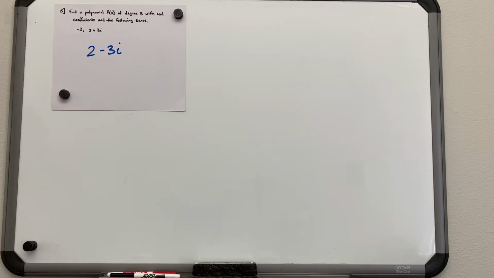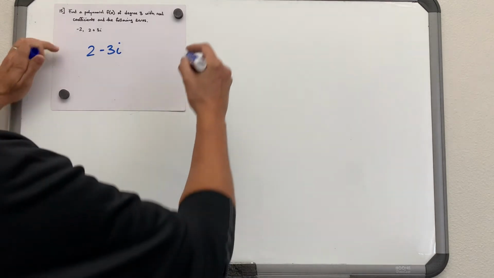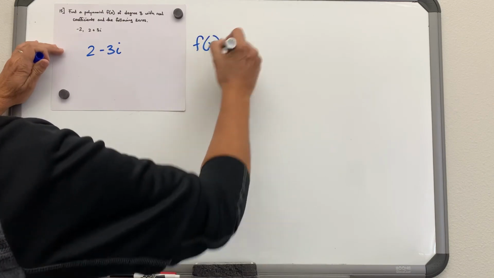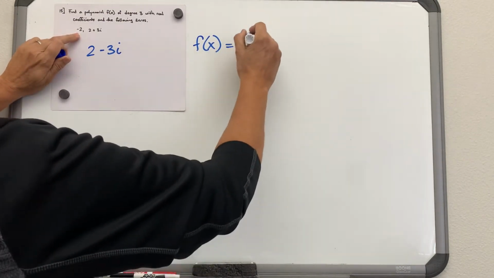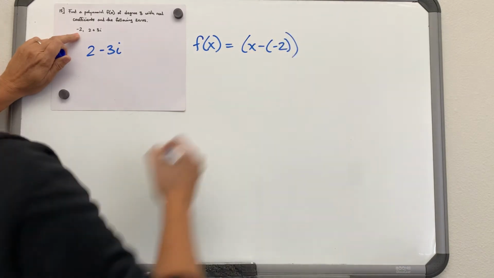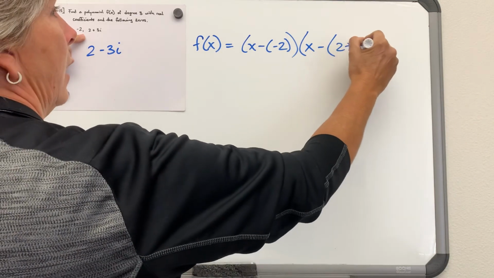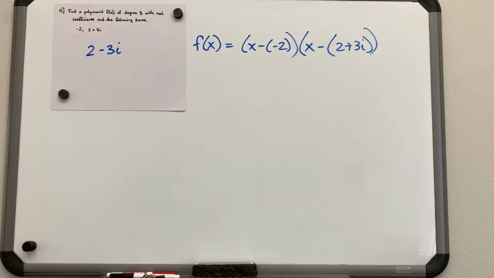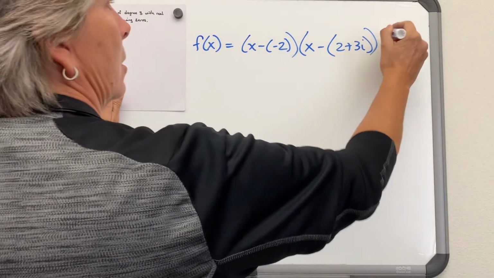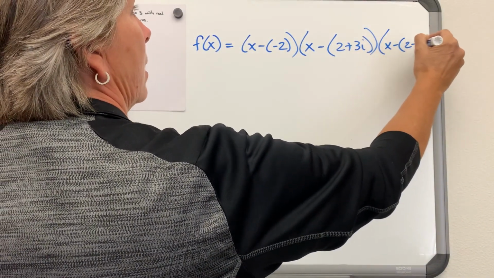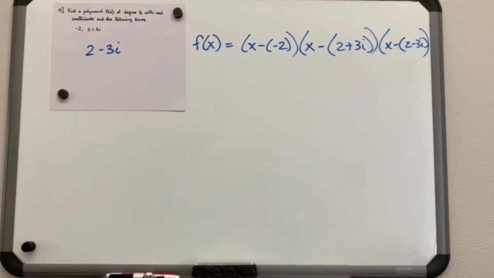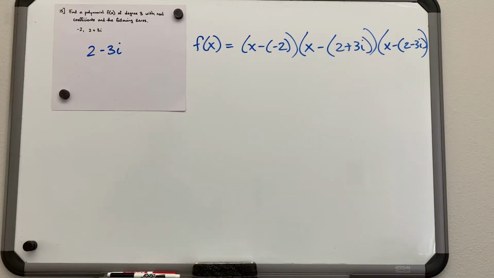But it looks like they want me to multiply this out. They do not say I can leave it as the product of linear factors. So I'm going to start that way though. So f of x, my function, would be x minus negative 2, that's 1 zero, times x minus 2 plus 3i, that's a second zero, and then times x minus 2 minus 3i, that's my third zero. So if I could leave it as a product of linear factors, then I would basically be done.